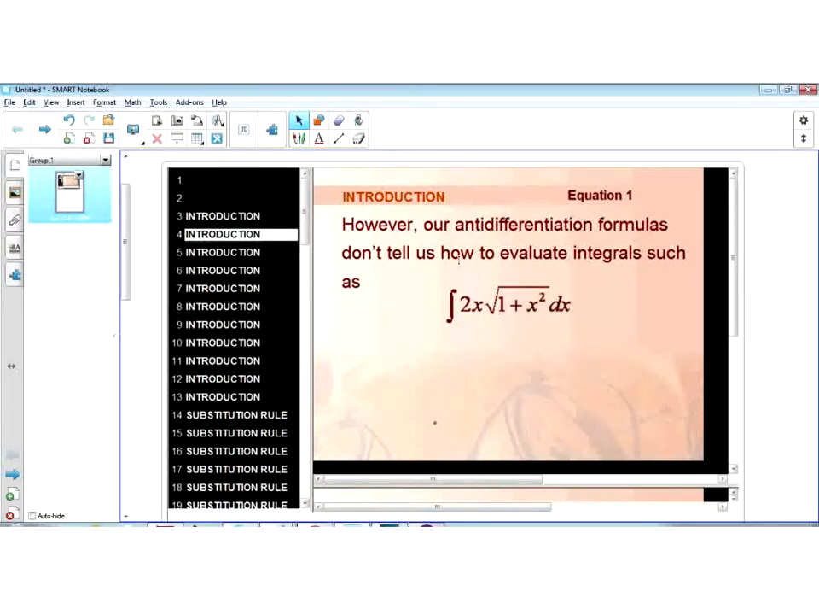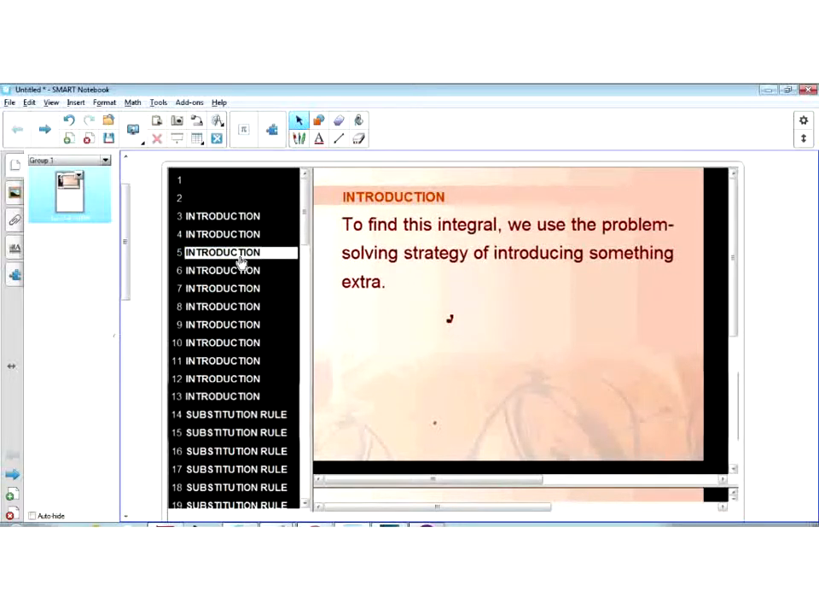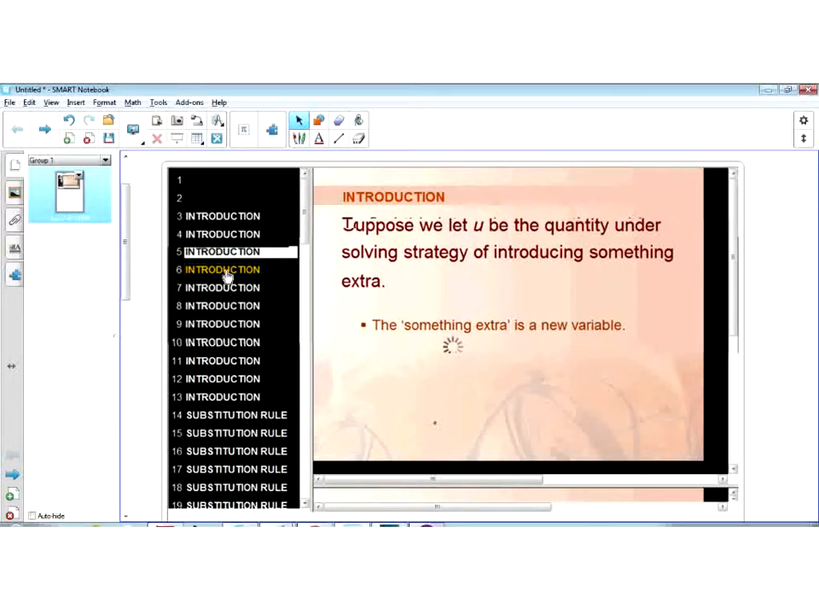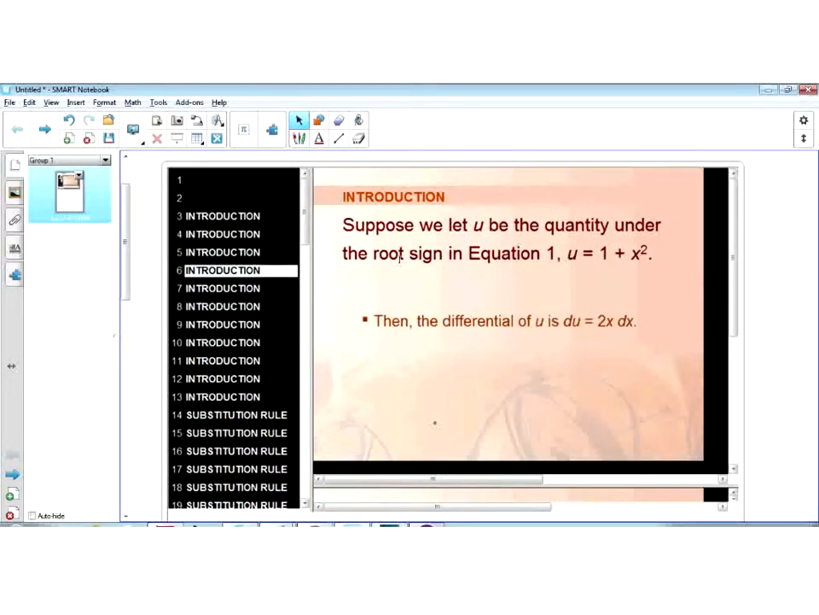So, for instance, if we consider this problem, how do we find the antiderivative of this product of two functions? Our anti-differentiation formulas from section 4.9 don't tell us how to calculate the antiderivative of this. So what do we do? To find this integral, we use the problem-solving strategy of introducing something extra. It's a new variable, so we change the variable x to a new variable u. All right. Suppose we let u be the quantity under the root sign in equation 1.